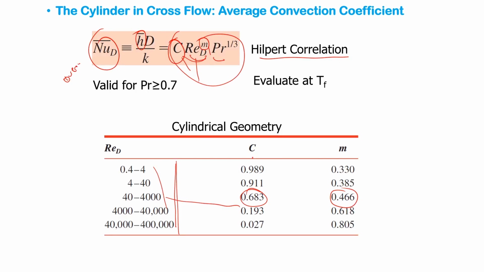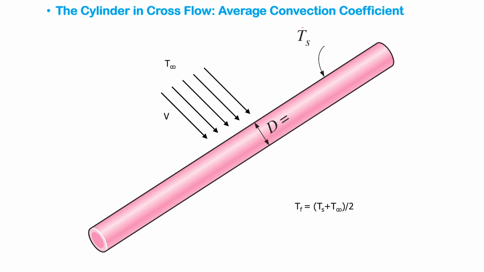And again, the properties are evaluated at T_f. This is extremely important. You need to evaluate the properties at T film. T film means T_s, the surface temperature, plus T infinity, over 2. Okay? So that is important to realize. So far, all of the equations that we have discussed evaluate the properties at T film.